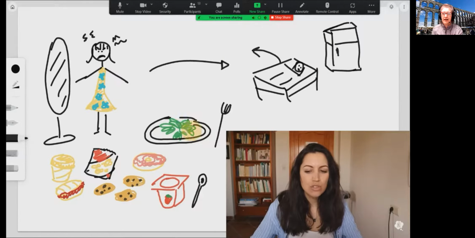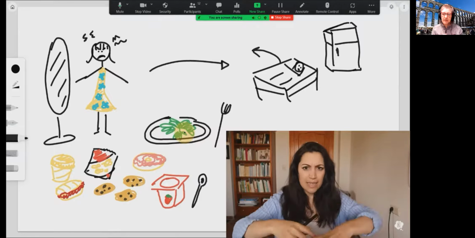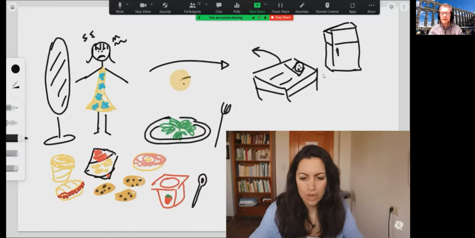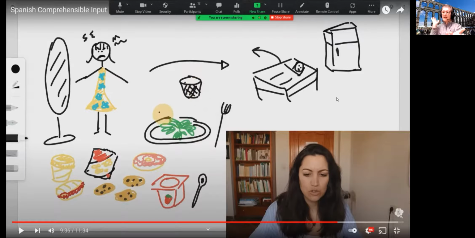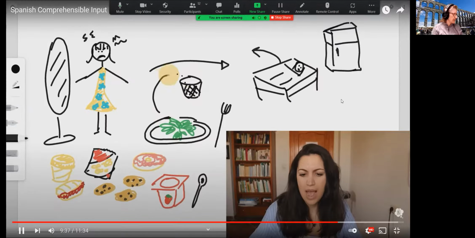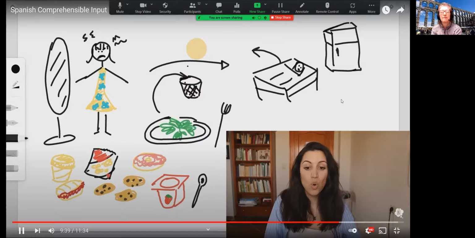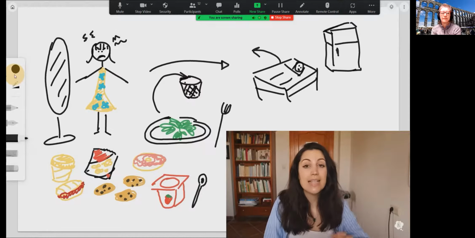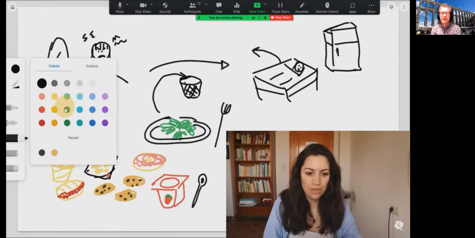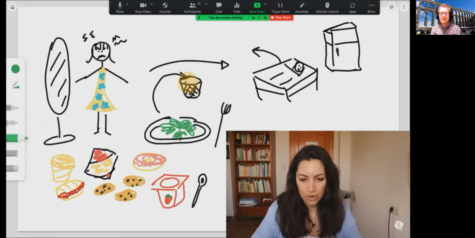Ella coge la lechuga y la tira a la basura. Ella tira la lechuga. La tira. She throws it. She throws it in the garbage. Sí, eso es. Lechuga a la basura. El cubo de basura está lleno de lechuga. It's full of lettuce. Está lleno de lechuga.